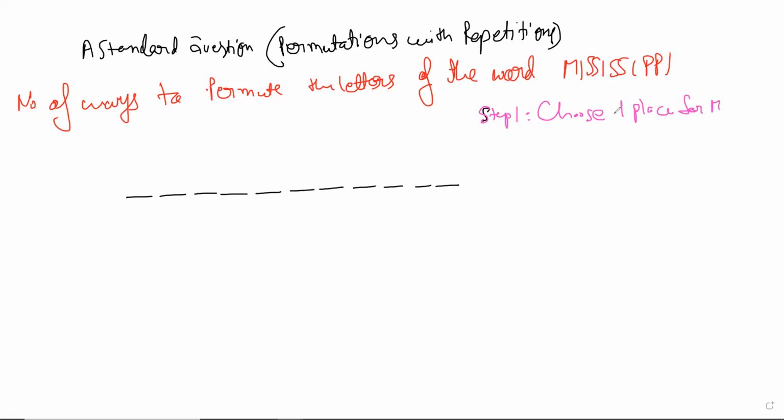for M, right? From how many places? 5, 6, 7, 8, 9, 10, 11. From 11 places. Yes, 11. Then step 2. Now maybe someone can say what exactly should be step 2 in the way we're doing it?